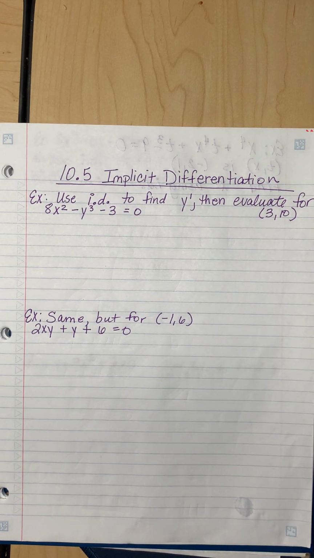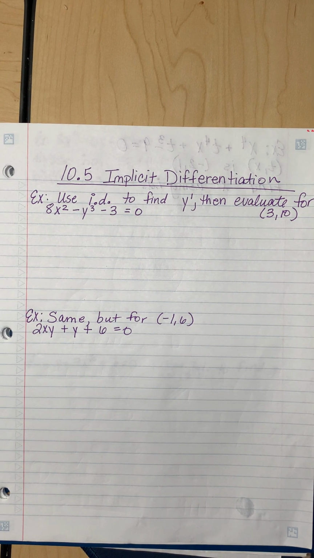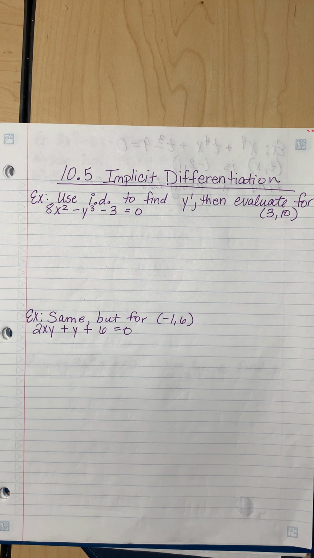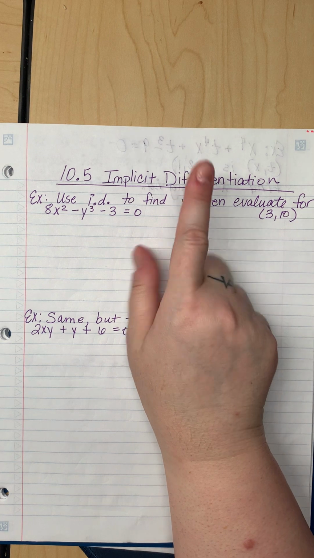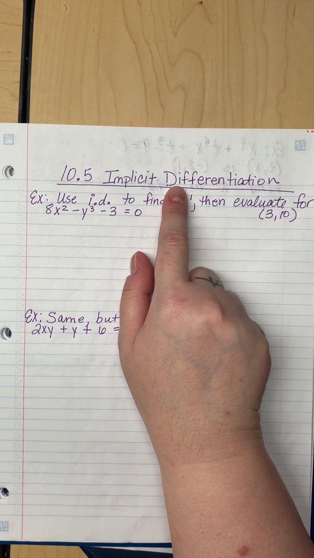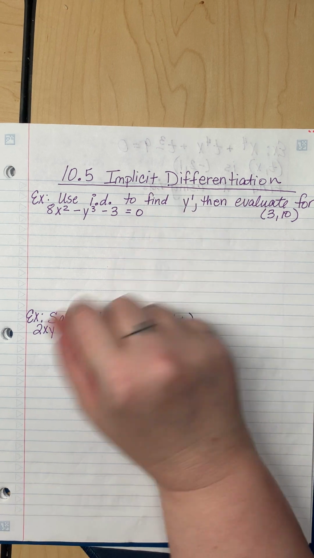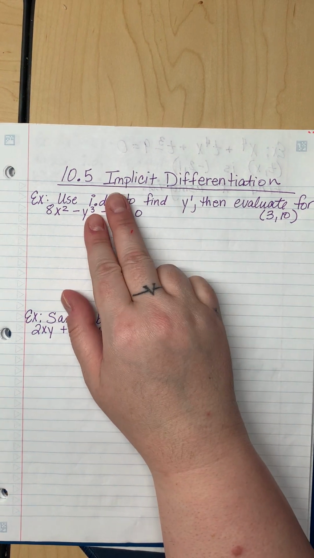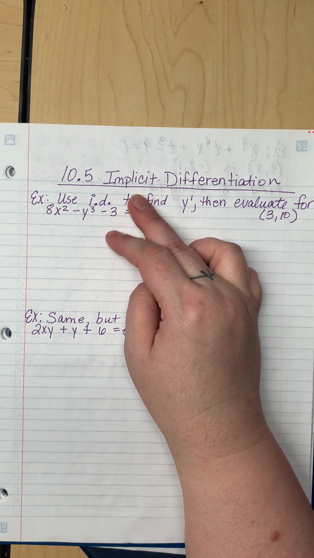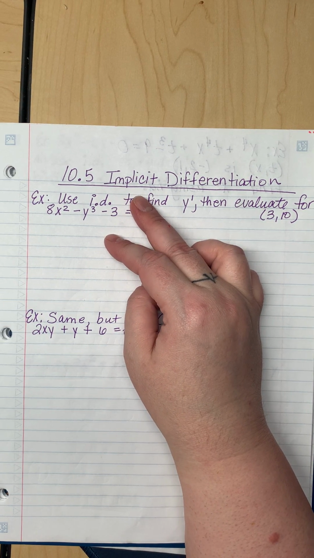Hey guys, this is 10.5. It's called implicit differentiation. Differentiation just means taking the derivative. It's a fancy word for taking the derivative or finding the slope. Implicit means we have an exponent of y that is not 1.